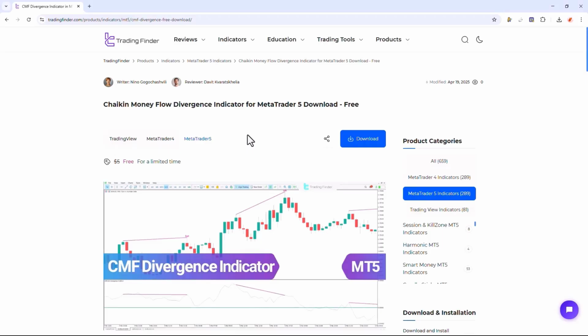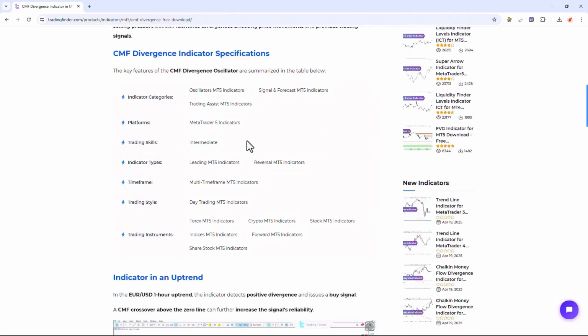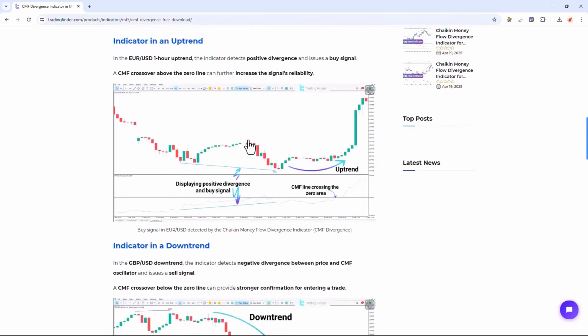The Chaikin Money Flow divergence indicator, which is offered for various platforms on the TradingFinder website. From this section, you can download the indicator file for MetaTrader 4 and MetaTrader 5 platforms and run it on the chart. Additionally, traders can read this page to understand how the indicator works and functions.